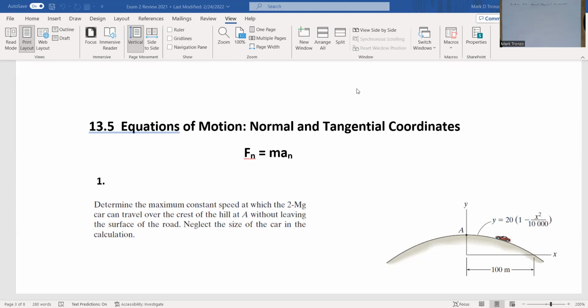It says determine the maximum constant speed at which the 2 megagram car can travel over the crest of the hill at A without leaving the surface of the road. Neglect the size of the car in the calculations. So one thing to keep in mind, if you're going around a curve like this, we're going to have to take into account normal acceleration. And we're given the equation of the hill, as you can see there. So let's take a look at this.